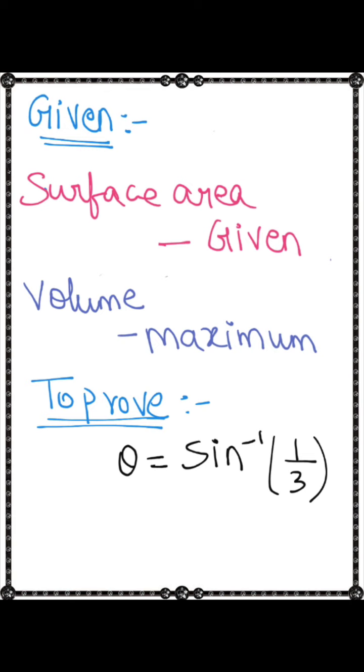The reason we are equating to a constant is that usually the question gives a value like 96 centimeter square, and we use that value for solving our answer. But here it is not given, so that's why we are equating to a constant, no other reason. And maximum volume is given in the question, and we have to prove the semi-vertical angle, the exact half portion of the angle, is sine inverse of 1 by 3.